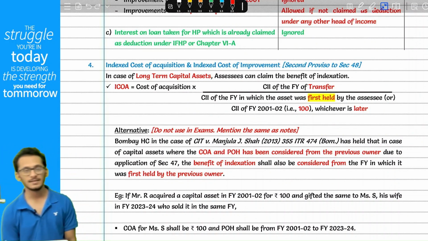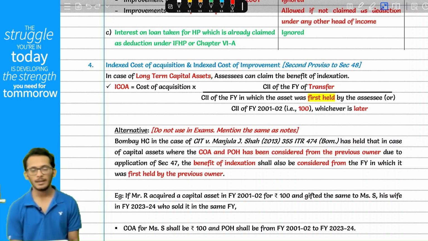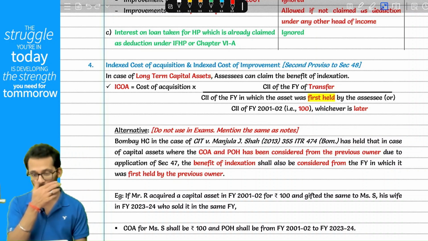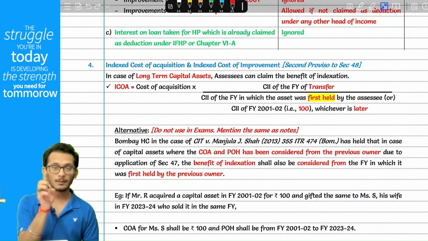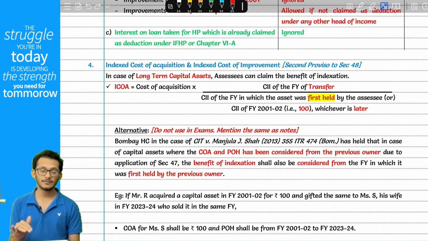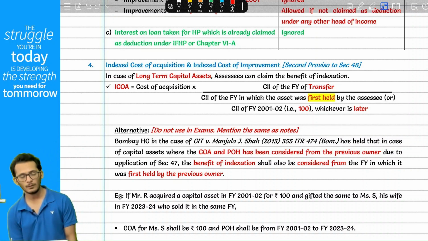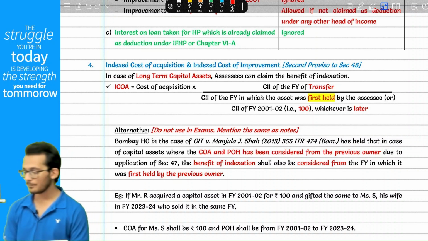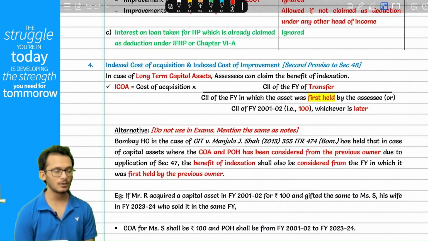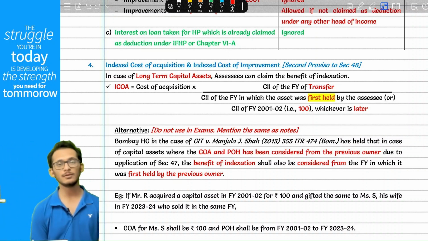Indexation benefit says that whatever cost you incurred, multiplied by the CII in the year of transfer, divided by the CII in the year in which the asset was first held by you, will be treated as the indexed cost of acquisition and indexed cost of improvement. If you had purchased this property before 2001, indexations are only notified from 2001, so in that case you will take 2001.